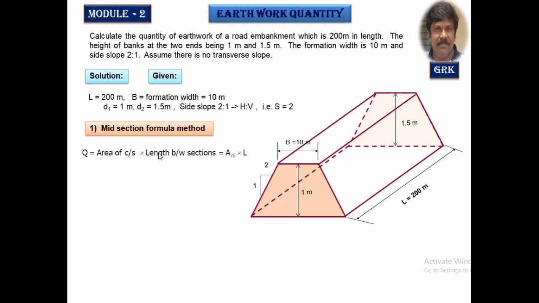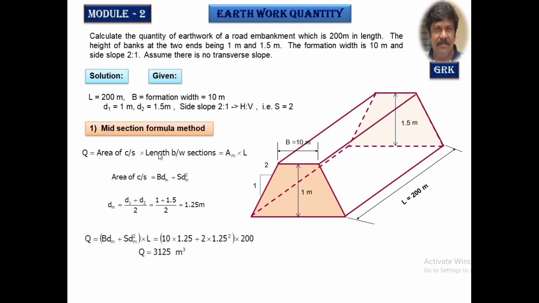So the quantity is given by AM into L. AM is nothing but B·DM plus S·DM squared. Get the mean depth, that is (D1 + D2) by 2. Get the average depth of that. Multiply that by the length. So mean depth is known. Get the area. Multiply that by the length. You will get the quantity. It is 3125 meter cube.